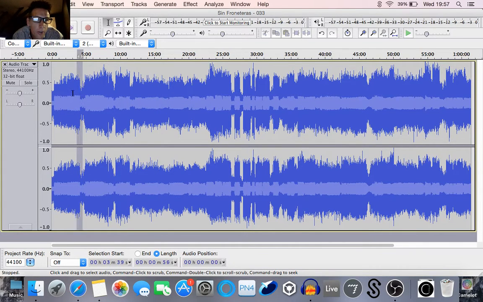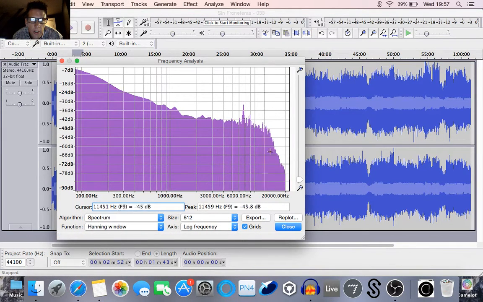Yeah, I just want to highlight a little section there. Analyze, plot spectrum. So there's our waveform for that chunk of data, or it's kind of an average waveform, right? So all I'm interested in, this is our bass end, our low mids, high mids, and then our highs, right? So obviously your low is always taking up a good chunk of your bandwidth, if you want to call it that, your mix.